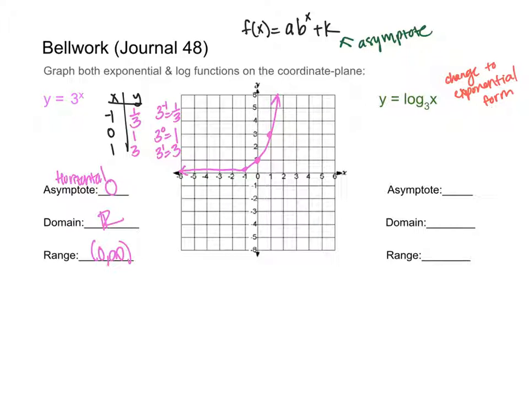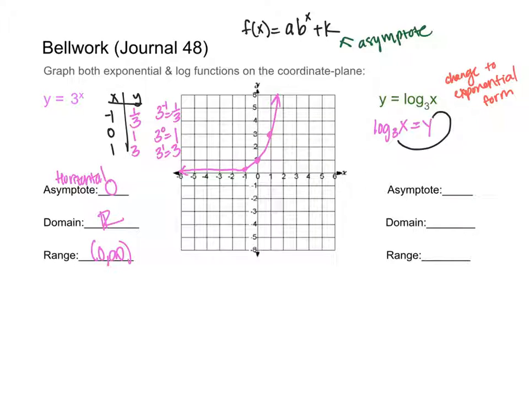So in our case, to change this to exponent form, you can rewrite it, figuring out the base, the exponent, and the value. Or you can use the heart method. To do the heart method, you have to make sure that the log is on the left-hand side. So let's rewrite this function where the log is on the left-hand side. And here we have it. So now we're going to make our heart.